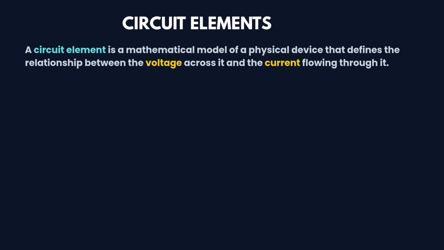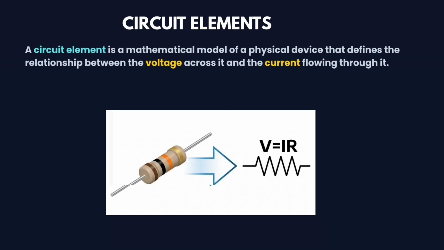Circuit element. A circuit element is the mathematical model of a physical electrical device. It defines the relationship between the voltage across the element and the current flowing through it. For example, instead of studying the internal construction of a resistor, we represent it using the relationship between voltage and current. This simplified representation makes circuit analysis easier.